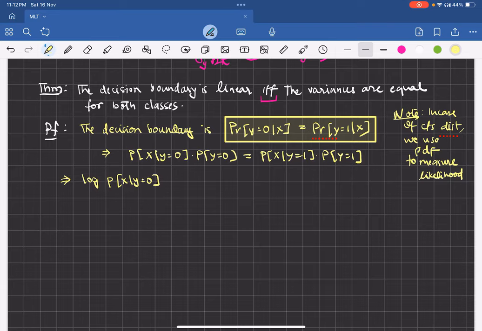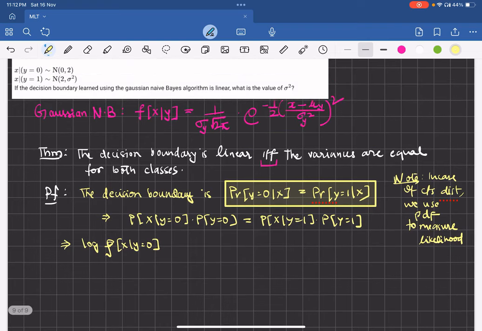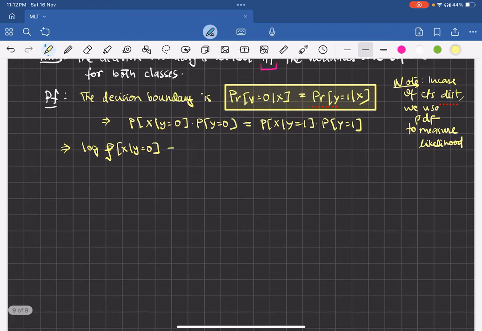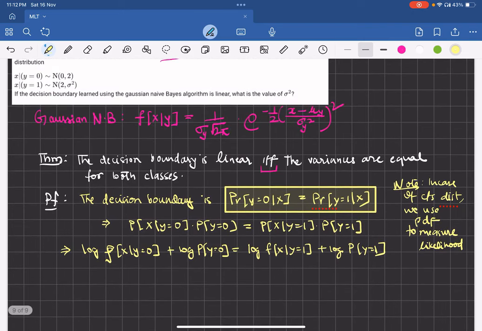Now when I take log on both sides, again let me write this as log of f of x given y equal to 0, plus log of probability y equal to 0, right? That is equal to log of f of x given y is equal to 1 plus log of probability y is equal to 1, right? Now what we can do is that we can substitute the likelihood. See, when we take log of this, what will we get? Let me take it here itself.